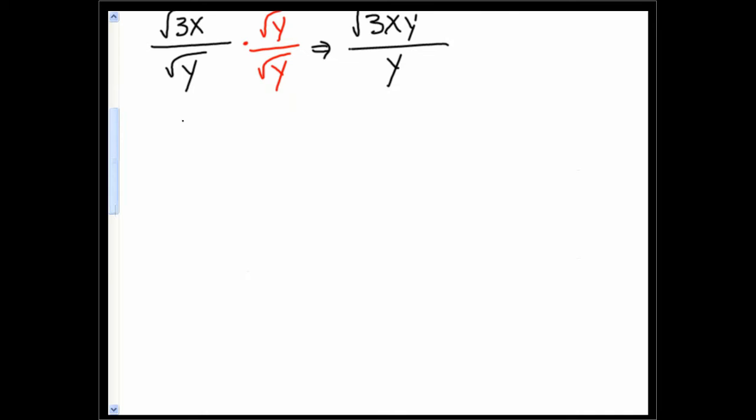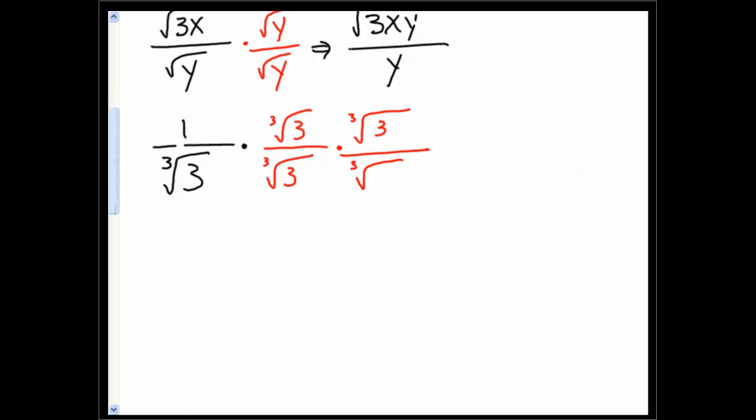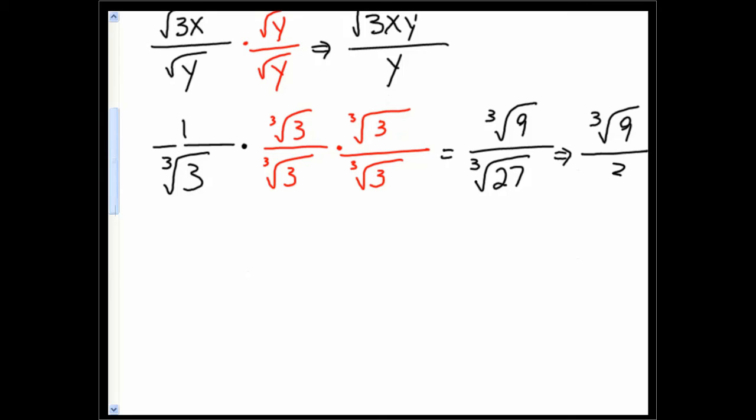Now let's look at a cube root. 1 over the cube root of 3. Now to rationalize that, we can't just multiply the cube root of 3 by another cube root of 3. Because if we do, we end up with the cube root of 9, which is not a perfect cube. So we're going to have to multiply by another cube root of 3. We end up with the cube root of 9 over the cube root of 27, which simplifies to the cube root of 9, 9 is a perfect square, not a perfect cube, over 3.